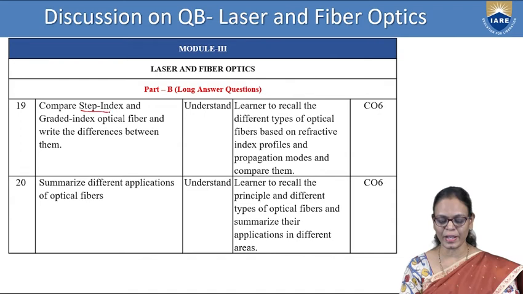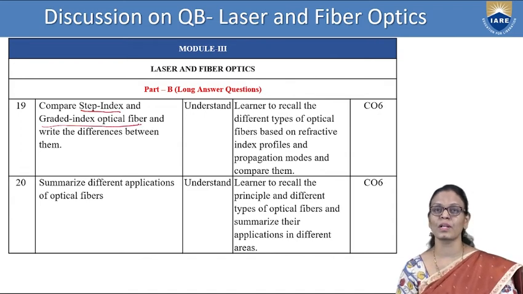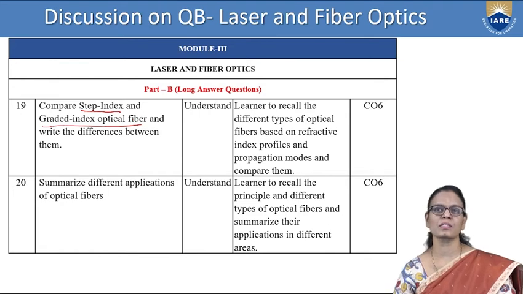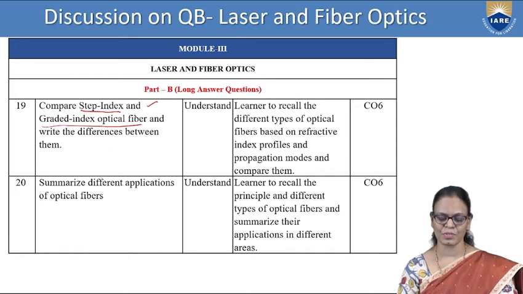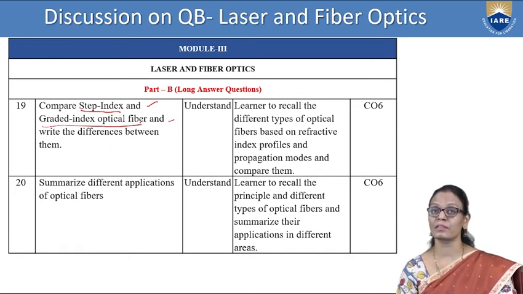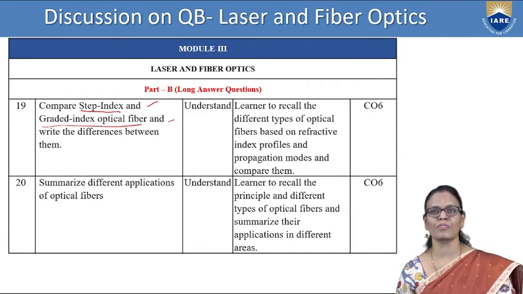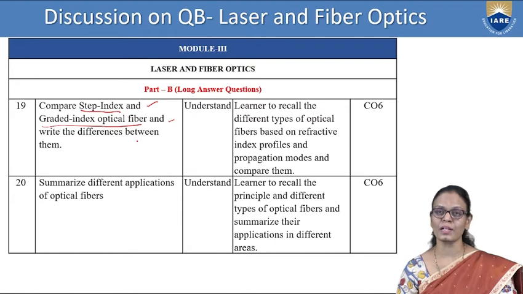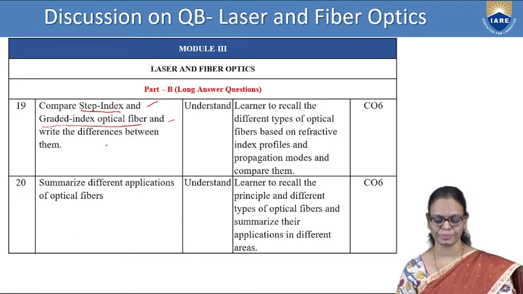Next, compare step index and graded index fiber. What are the differences between the two? So you'll have to first talk in terms of the refractive index profile and list the differences between them. In step index, how does the refractive index vary, and in graded index, how does it vary at the core cladding interface? In step index, the refractive index is uniform throughout, whereas in graded index fiber, the refractive index varies from the core, the center, to the surface. It keeps on varying. And the advantages also come in the differences here.